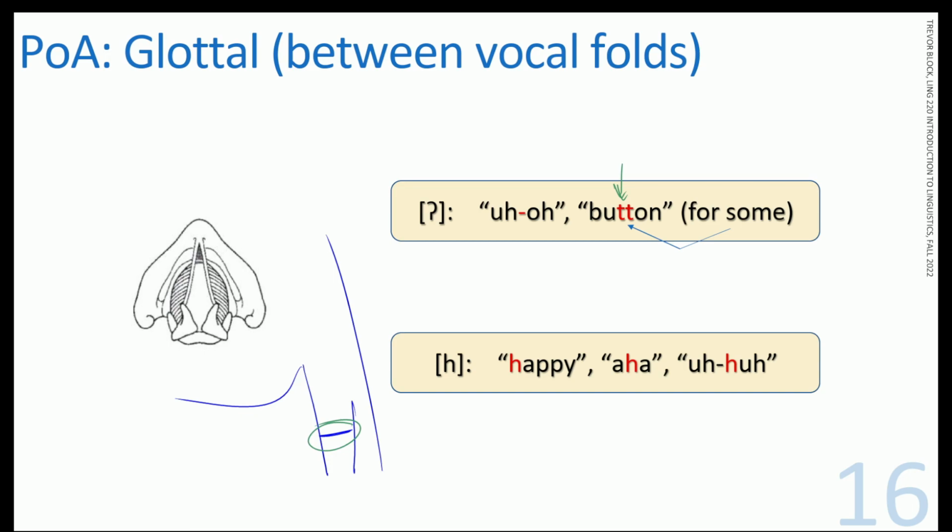And this can look like this, or sometimes it has a little line underneath. Some people abbreviate it as a question mark in text, but it's not a question mark, it just kind of looks like it. And the last one is happy. So this is voiceless, that H sound in happy. Huh. Happy. Aha. Uh-huh. Huh. So this is made at the glottis there.